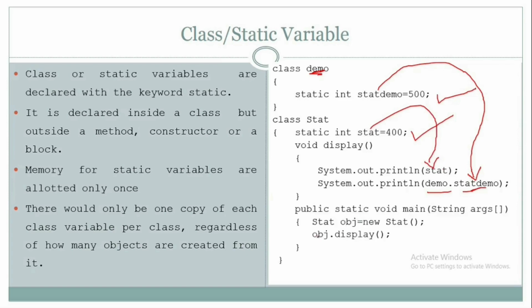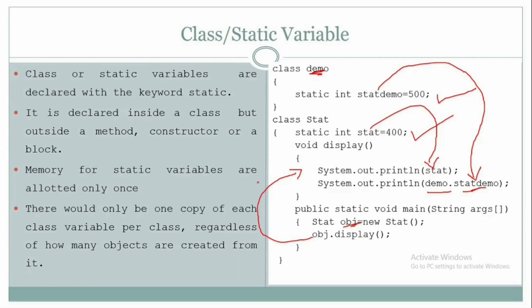Then the main function will be creating an object. Using the dot operator, I'll be calling the method. Yes, the output is 400 and 500.